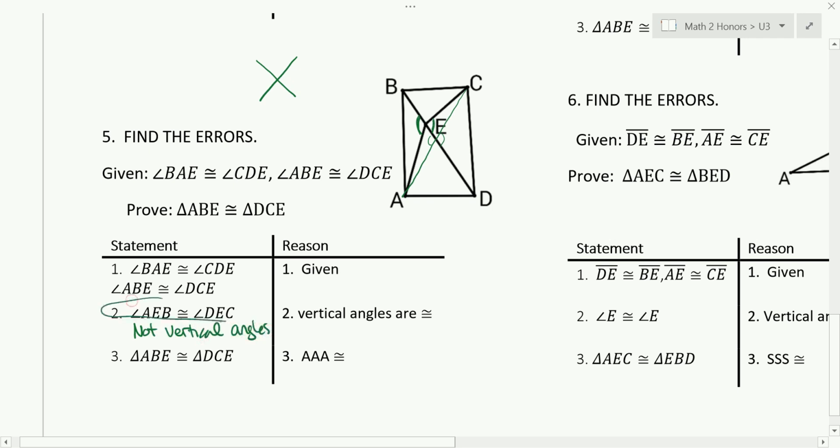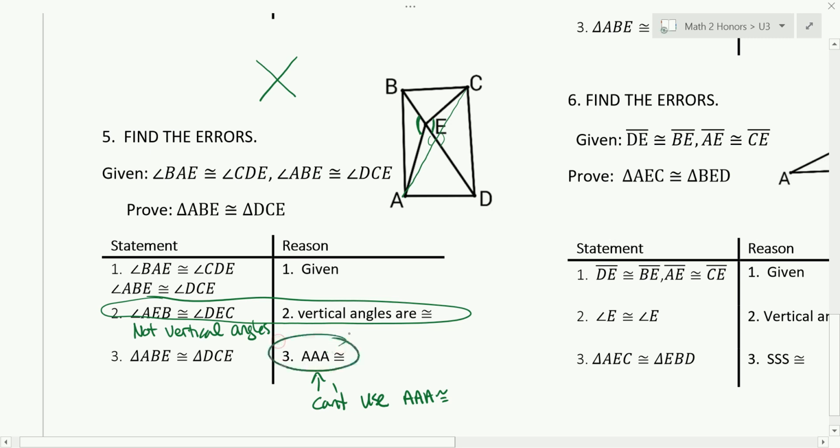Okay, and so that's the problem with this right here. Are there any other problems? Say they were vertical angles. Would there be any other problems with this? Yeah, Luis. You can't. Yeah, this is on our do not use list. Okay. So those were the two errors that we had to find on that one.